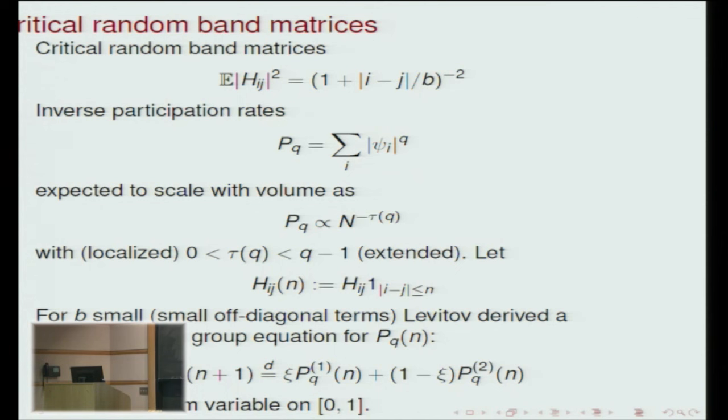what you expect is that these band matrices are neither localized nor extended but critical, so there's a parameter b which tells how strong the off-diagonal elements are. So we are thinking about b small in what follows. Then one computes the eigenstates and looks at the various L^q norms of them, the inverse participation ratios, and studies how they scale with volume. So in this case, one expects them to scale in a non-trivial way, not like localized, which would be independent of volume, not like extended, which would be sort of uniform, but something in between.